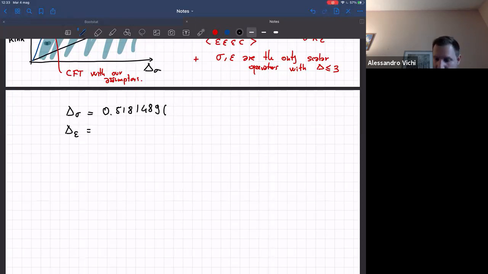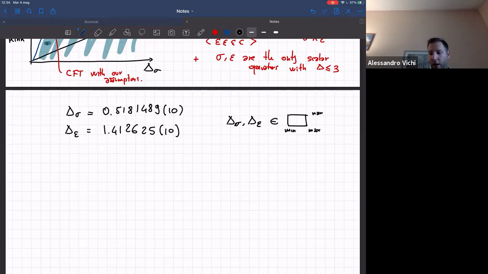So this is 0.5181489 with the last two digits of uncertainty. And when I say uncertainty, I mean that delta sigma has to live in a box with plus or minus the last number. So I give you the central number plus or minus the two extremes. And delta epsilon instead is 1.41265, and again 10. So delta sigma and delta epsilon must live in this box. These are not statistical errors. In fact, the region is actually smaller than this, but just to quote some error.